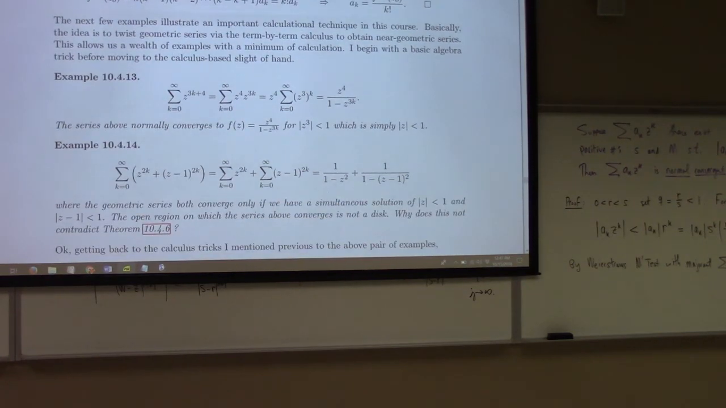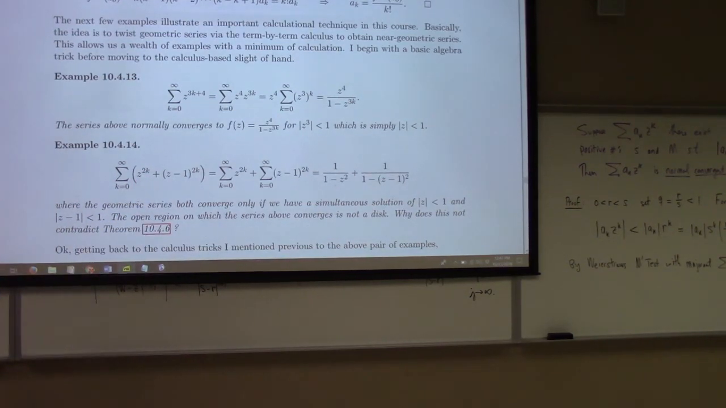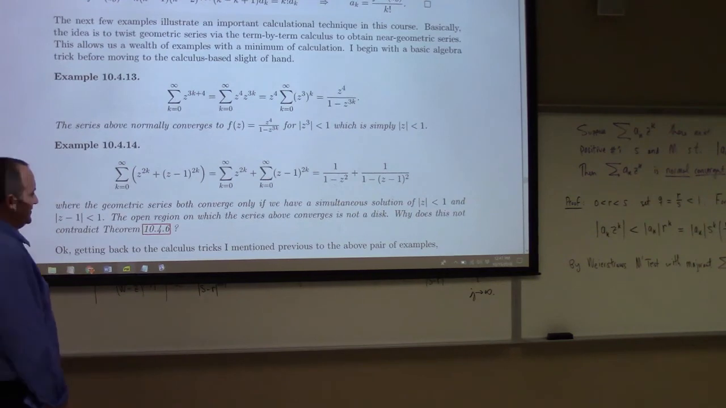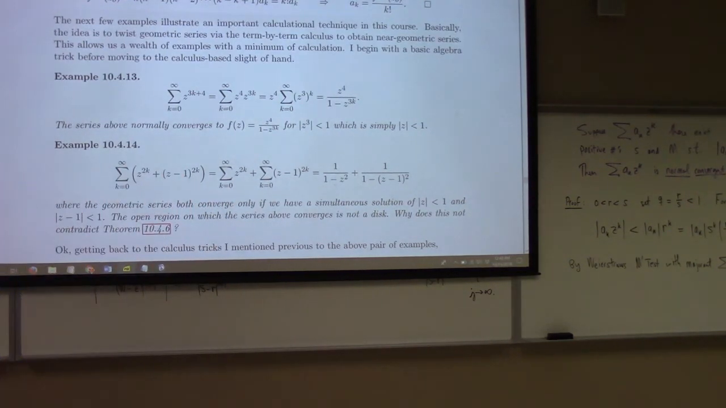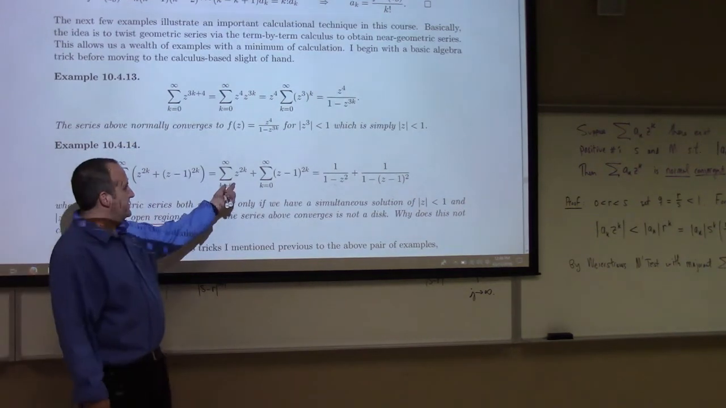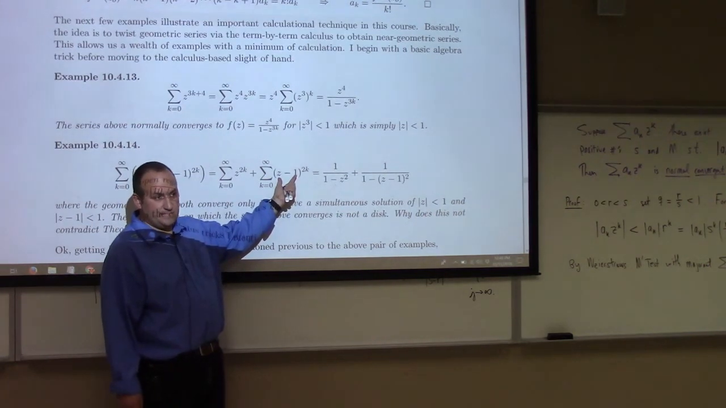Another example, if we have the series z to the 2k plus z minus 1 to the 2k, we can write it as the sum of the two series, provided that these separately converge, right? And those are both geometric, and they give you this, and they give you that. Now, this converges to that, and that converges to that, given separate conditions on z. This one converges if the modulus of z is less than 1. This one converges if the modulus of z minus 1 is less than 1.